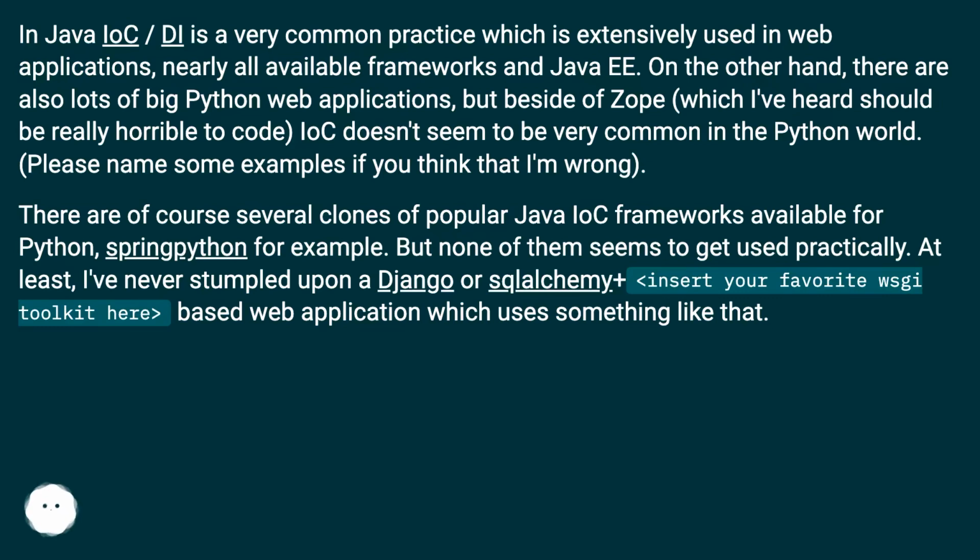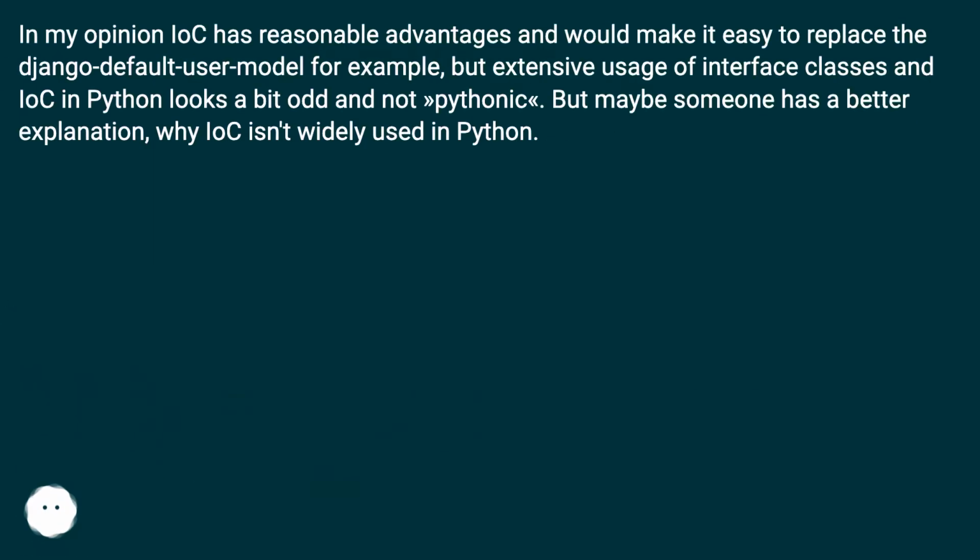There are of course several clones of popular Java IoC frameworks available for Python, Spring Python for example. But none of them seems to get used practically. At least, I've never stumbled upon a Django or SQLAlchemy based web application which uses something like that. In my opinion, IoC has reasonable advantages and would make it easy to replace the Django default user model, for example, but extensive usage of interface classes and IoC in Python looks a bit odd and not Pythonic. But maybe someone has a better explanation why IoC isn't widely used in Python.